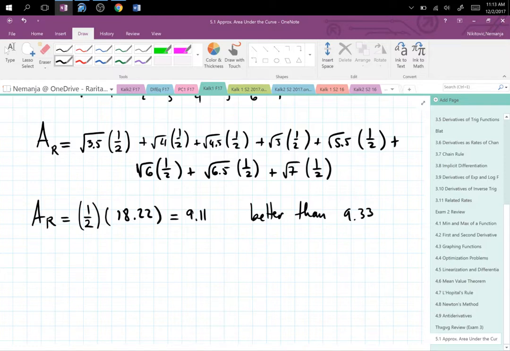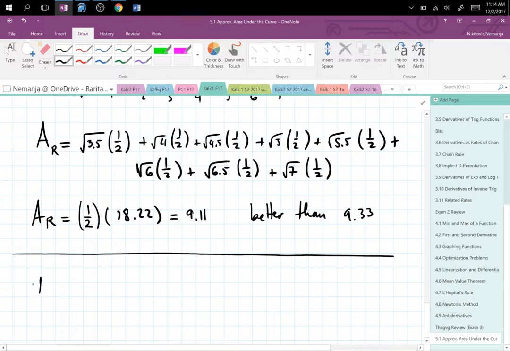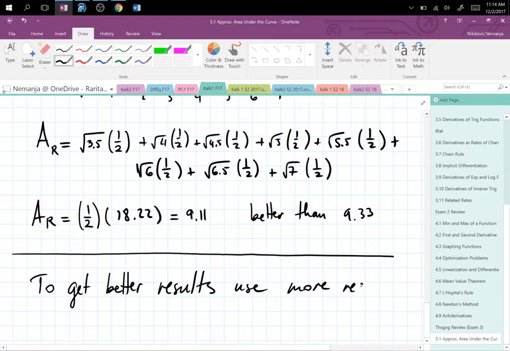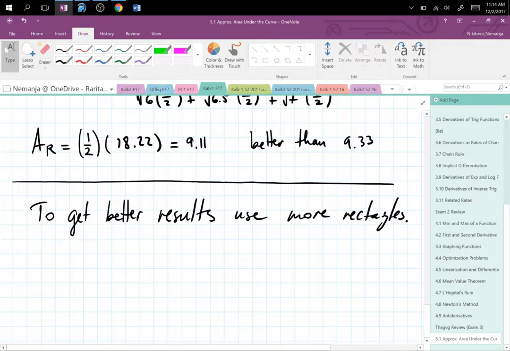Now, when you ask Mathematica and other software to do the definite integral and find the area under the curve, they can run this on 10,000 rectangles for insanely good precision, right? Because it's a computer, it just plows through the calculations quickly. So, to get better results, use more rectangles, i.e. better resolution.